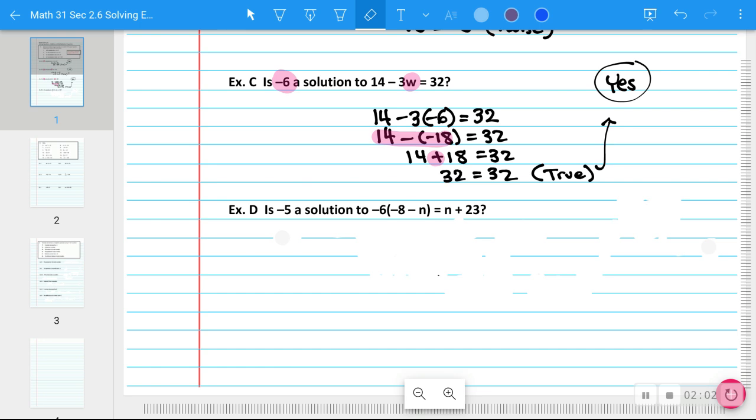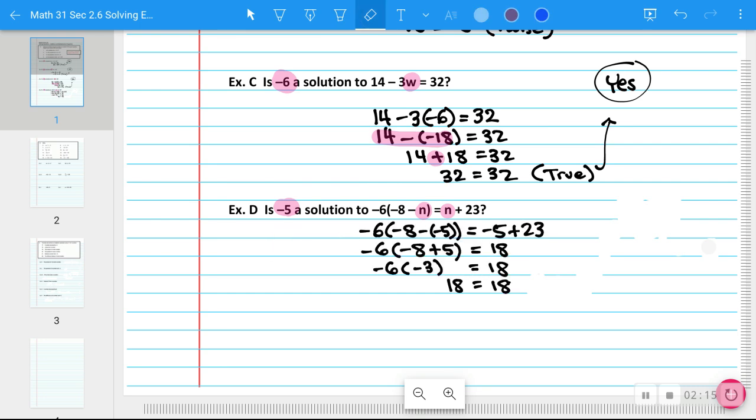All right, we're given a -5 here on the next problem. -5 will replace the n and the other n. Both of those get replaced by the same value, -5. Let's see where this leads us. You can see I substituted -5 in where it used to say n. You can see I put a -5 in both places where it used to say n. And then working it all out gives 18 on both sides. And since 18 equals 18 is a true statement, we say that -5 is a solution to the equation.